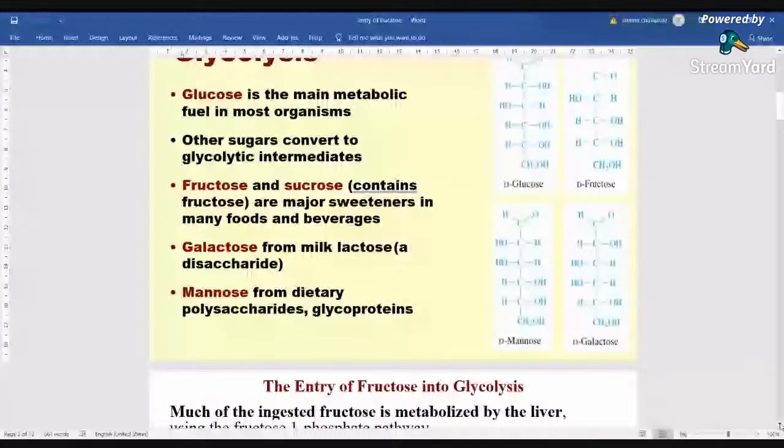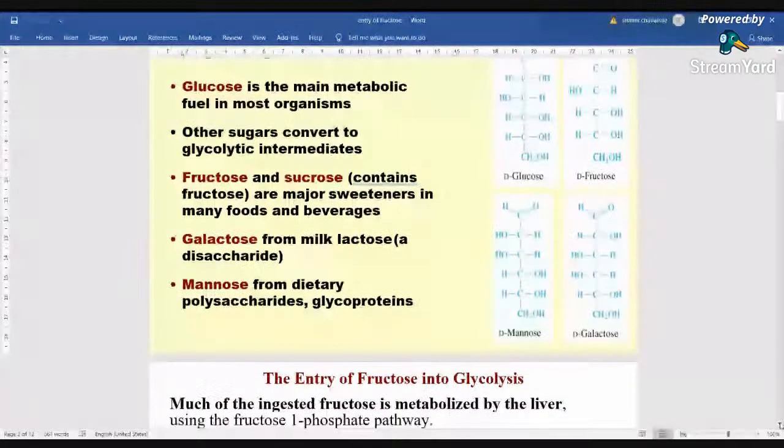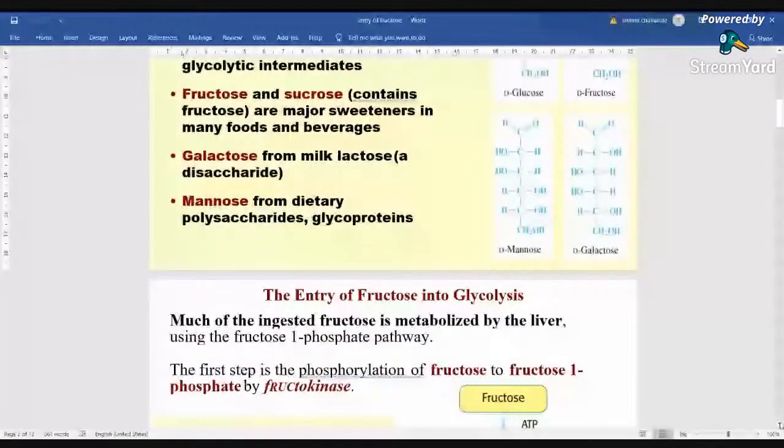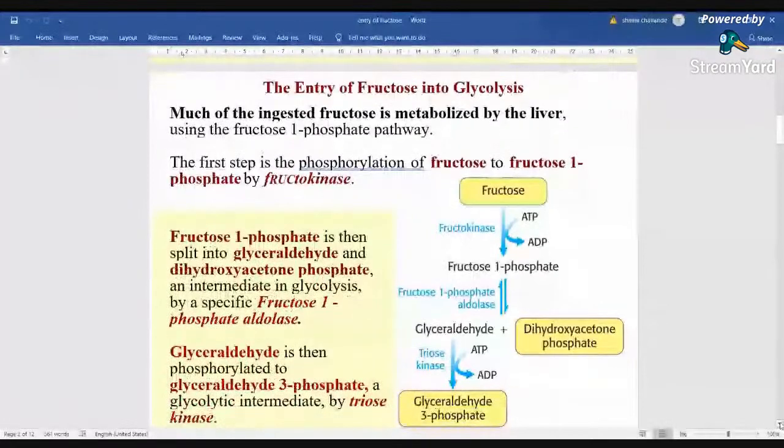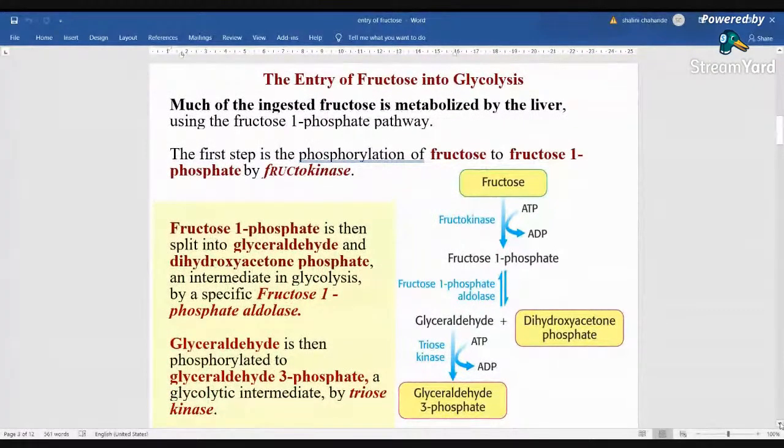First of all, we will see how fructose enters glycolysis. Much of the ingested fructose is metabolized by the liver. Whatever amount of fructose we take from food goes into the liver. In the liver, the enzyme fructokinase converts fructose into fructose 1-phosphate. This is the first step, the phosphorylation of fructose to fructose 1-phosphate by fructokinase.